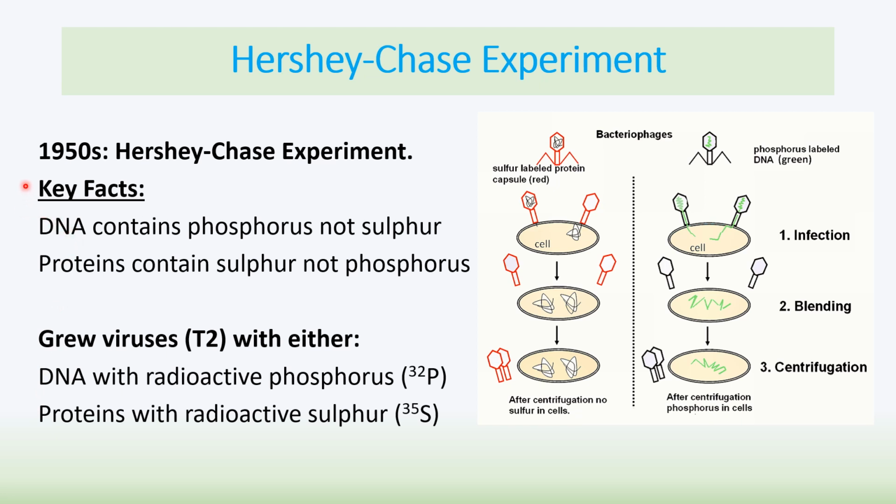So Hershey and Chase did an experiment where they looked at, is it DNA or is it proteins? The key thing here is to remember DNA contains phosphorus, but it doesn't contain any sulfur, and protein contains sulfur. So if sulfur was passed on, it would prove that protein must be the hereditary material. But if phosphorus is passed on, then it would prove that DNA is the hereditary material. So they grew viruses called the T2 virus with either radioactively labelled phosphorus, which would then be able to be detected, or radioactively labelled sulfur, so isotopes of the two.